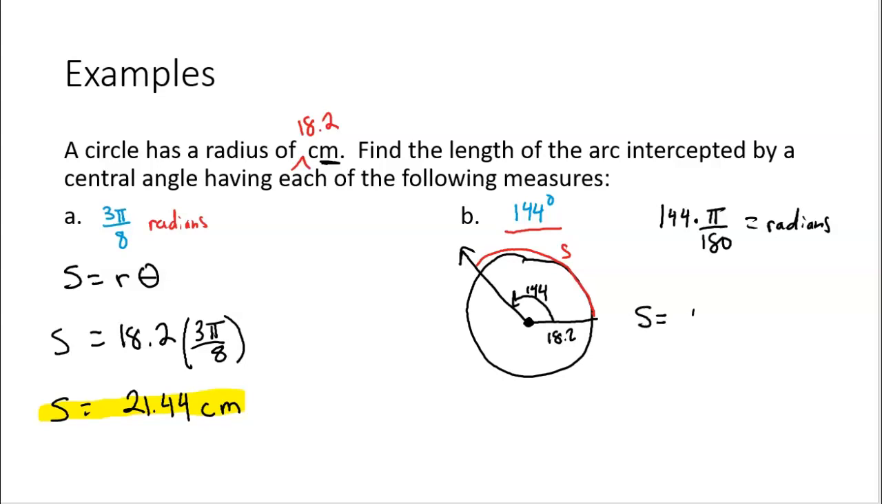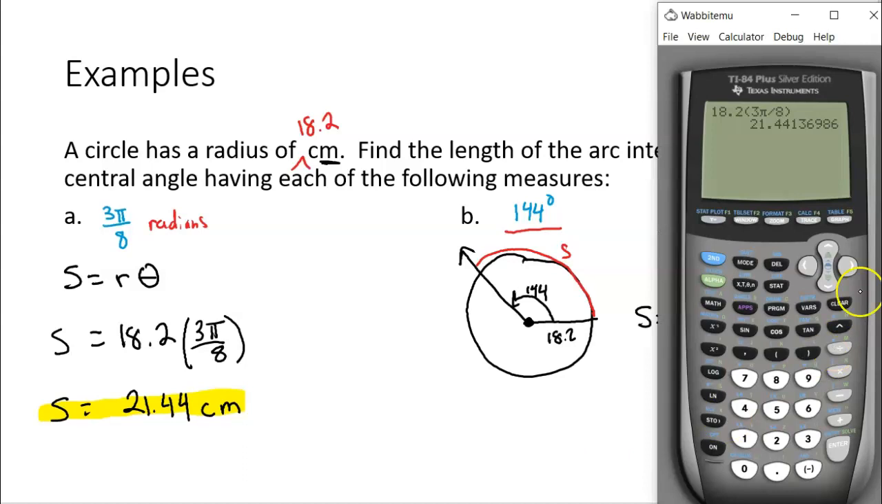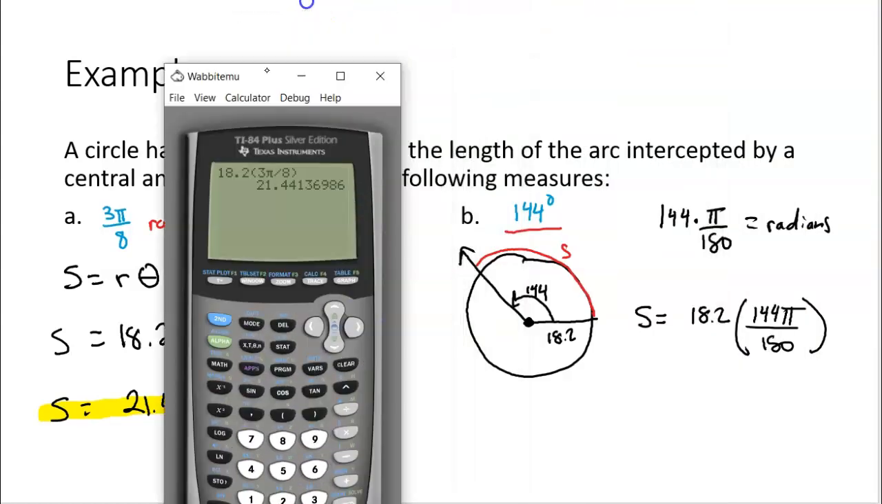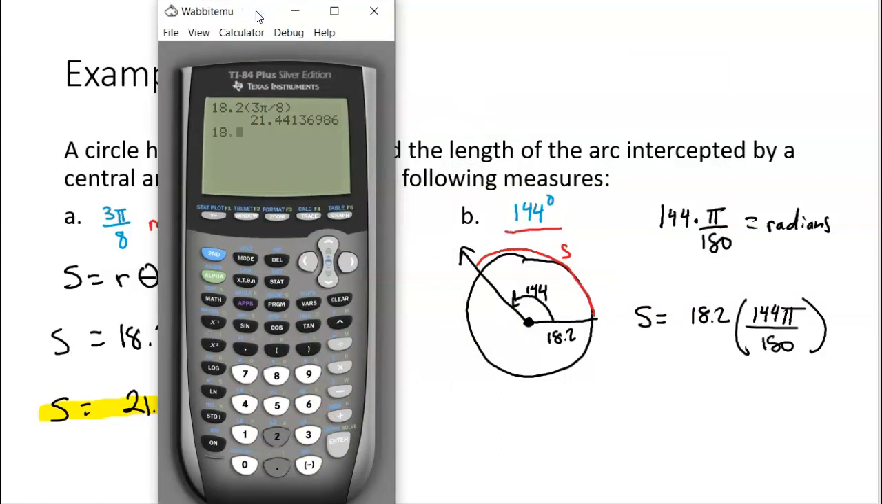So I'm just going to take my 18.2. I'm going to multiply it by 144 pi all over 180, and I'm going to plug it in. So let me move my calculator so we can see what's happening. So 18.2, and then 144 pi, and again divided by 180. Close that off. Press enter.